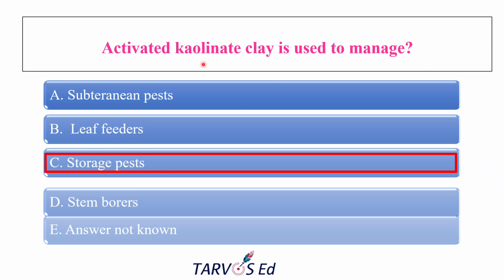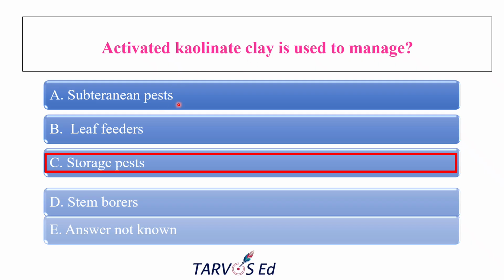So this activated kaolinite clay is used as an inert dust grain protectant in storage structures and so on. Mainly it affects the rice weevil, lesser grain borer, and pulse beetle as well. How it is commonly used: we can mix 1 to 2% with the grains before storage, in the floors or bags as well. It is safe for human consumption at these doses, and it is also approved in organic storage. We have to mix 1 to 2% with the grains.